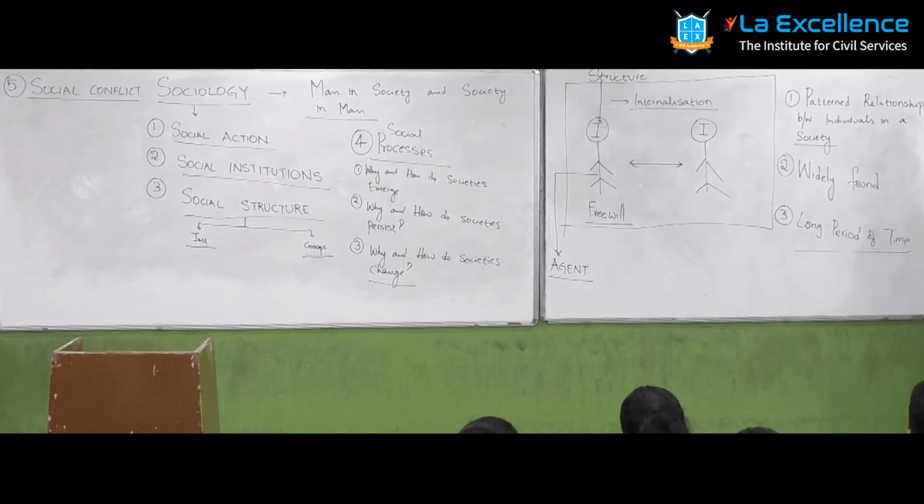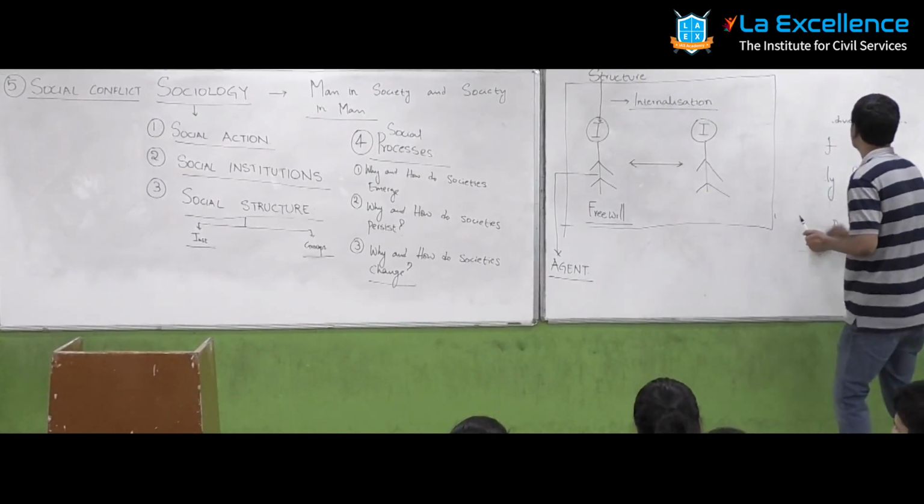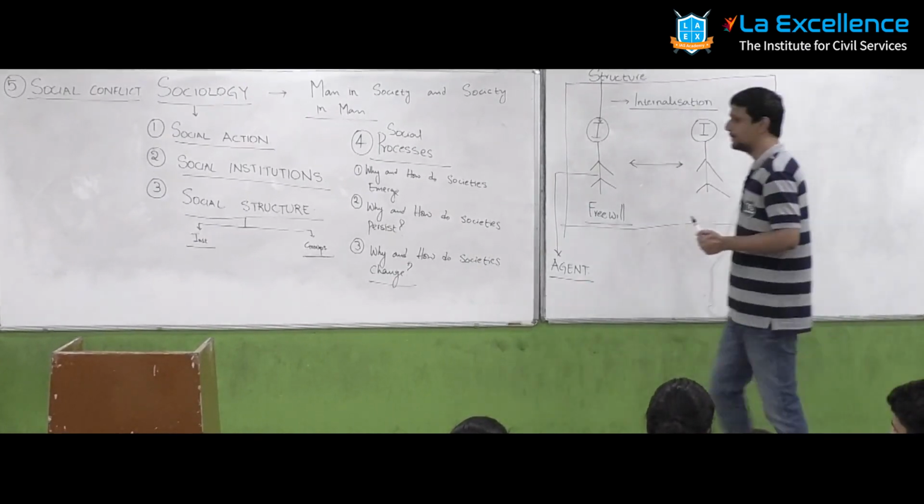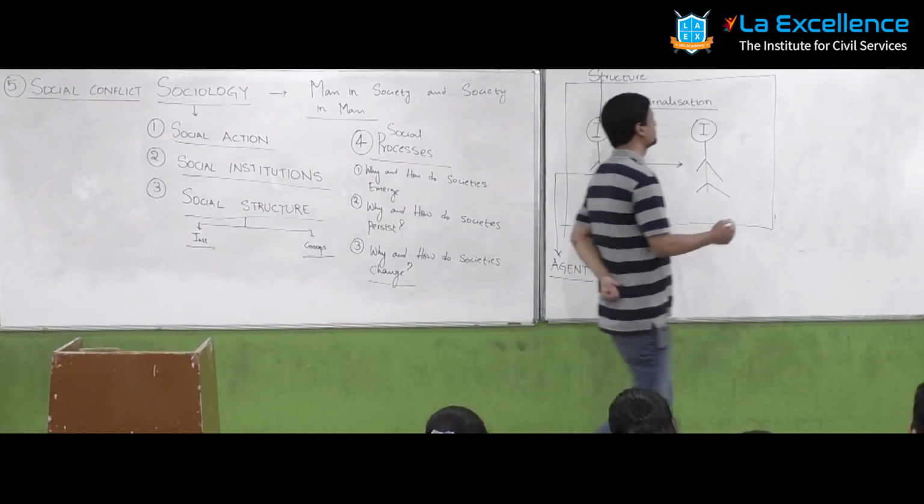Never write that sociology is the scientific study of society, because it is a contested thing. Whether sociology is actually a scientific study of society or not is highly contested. But at the least, what you can say is that sociology is a systematic study of society. Now what do I mean by sociology as a systematic study of society?